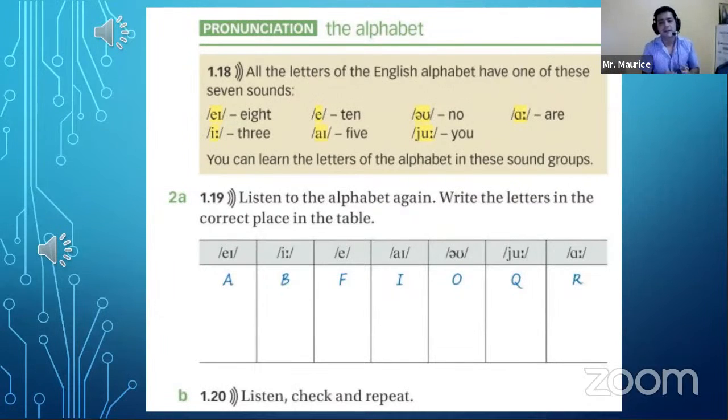1.19. Listen to the alphabet again. Write the letters in the correct place in the table. I want you to listen carefully the part number 2. Escuche primero la parte 2. Listen carefully, please. Audio 1.19.